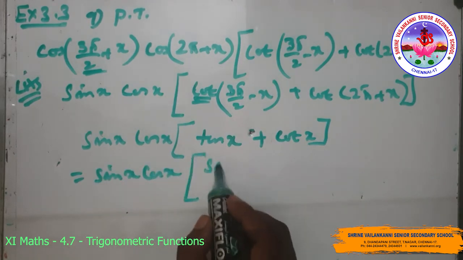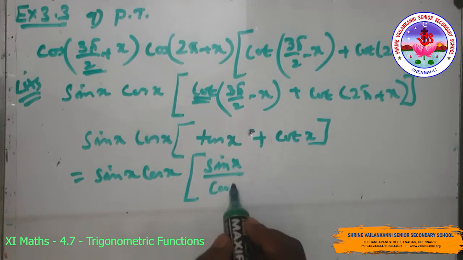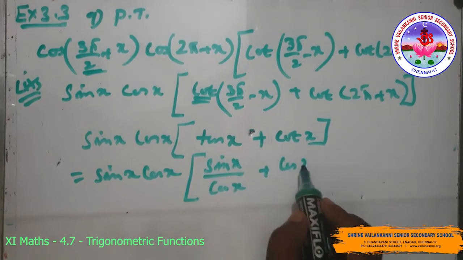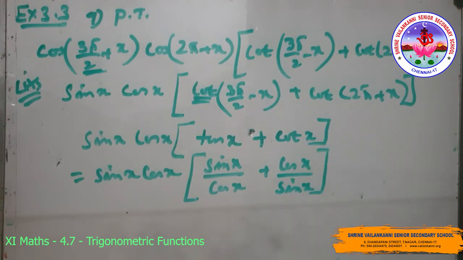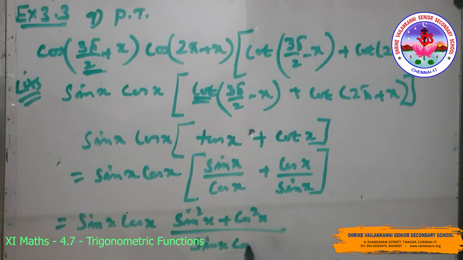We can write tan x as sin by cos and cot as cos by sin. So sin x cos x, taking LCM, so sin square x plus cos square x by sin x cos x. Cancelling this, sin square x plus cos square x is 1, which is RHS.